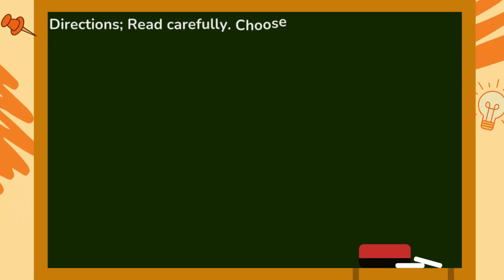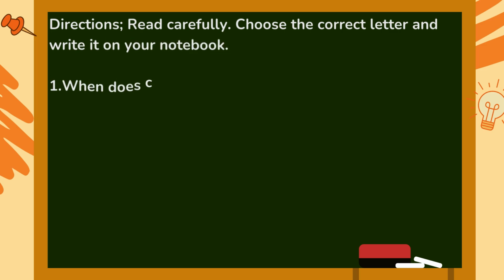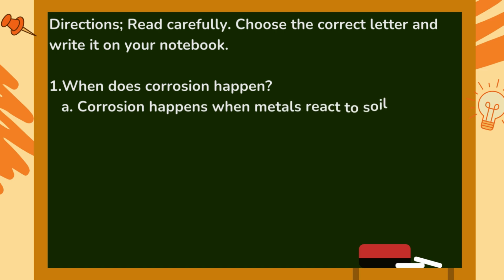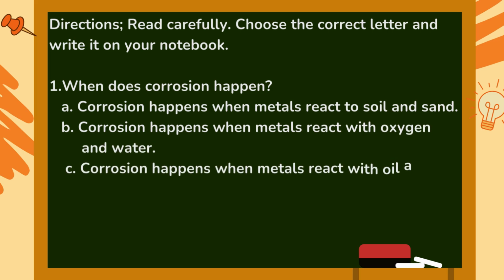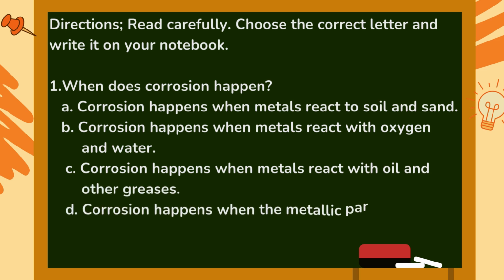Directions. Read carefully. Choose the correct letter and write it in your notebook. Number 1. When does corrosion happen? A. Corrosion happens when metals react to soil and sand. B. Corrosion happens when metals react with oxygen and water. C. Corrosion happens when metals react with oil and other greases. D. Corrosion happens when the metallic part of the bicycle is already old.